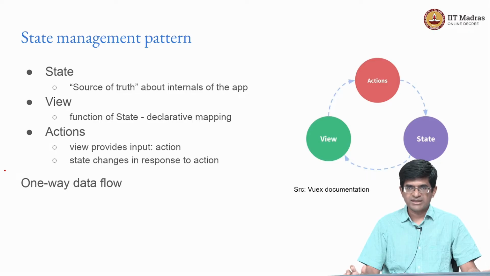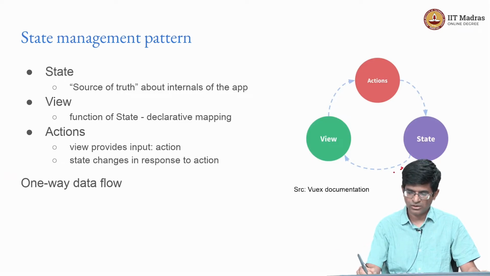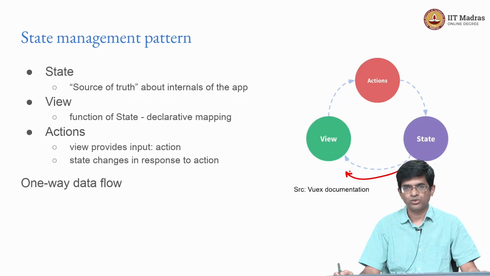Now the state management pattern essentially says we start with a state, which is what we call the source of truth about the internals of the app. So in other words, you know the internal state of the app, and you should be able to derive other parts of what the app looks like based on that state. Now the view is a function of the state, which is why we have an arrow from the state to the view. Essentially what it's saying is, given the state, we should be able to compute the view.